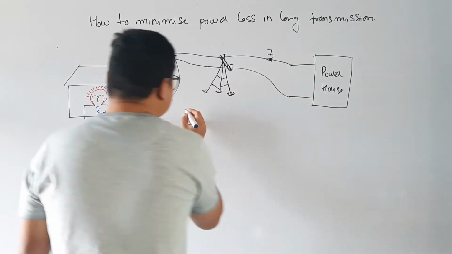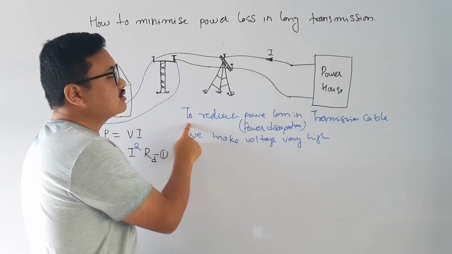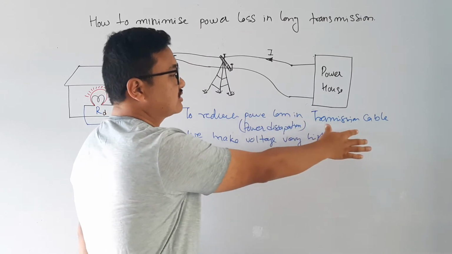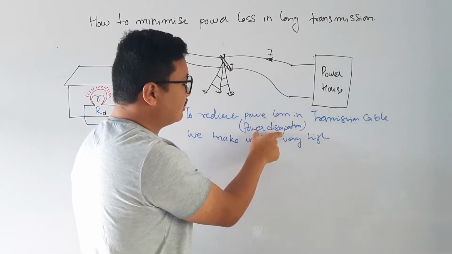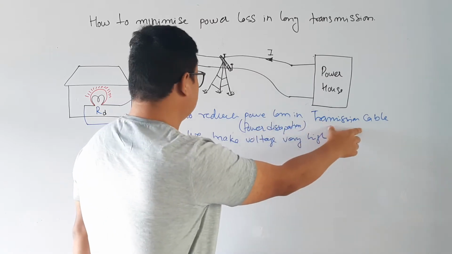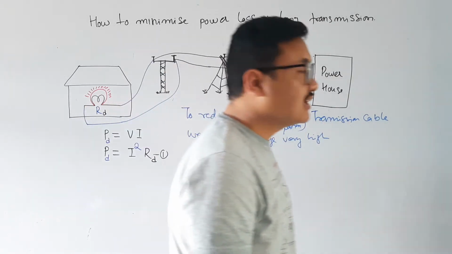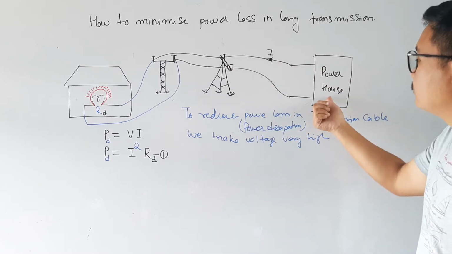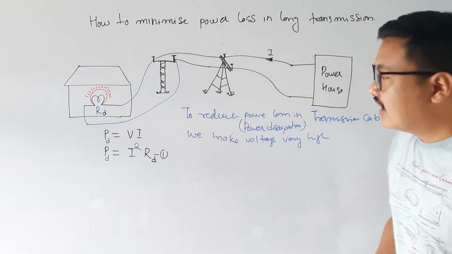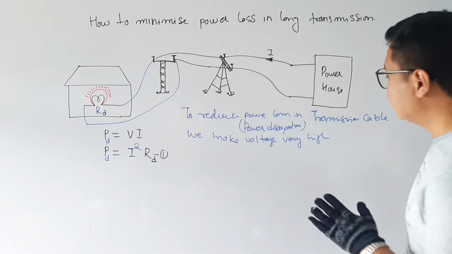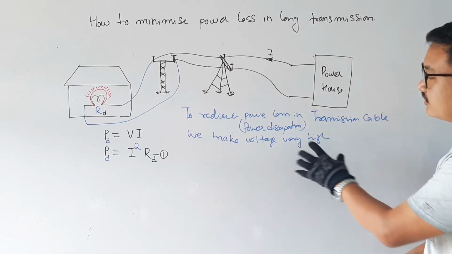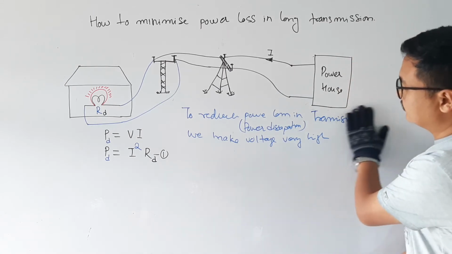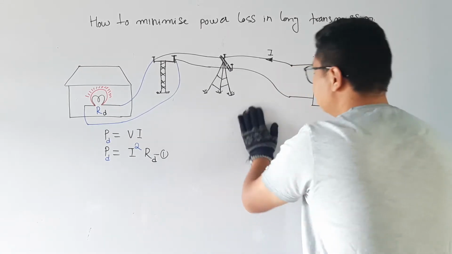So what do we do to reduce power loss in the transmission cable? This power loss can also be called power dissipation in the transmission cable. We make the voltage very high. The voltage between this point and that point, we make it very high. Okay, so let us see it mathematically: what happens if I make the voltage high, whether the power will become less or not. We said that we have to make the voltage very high.